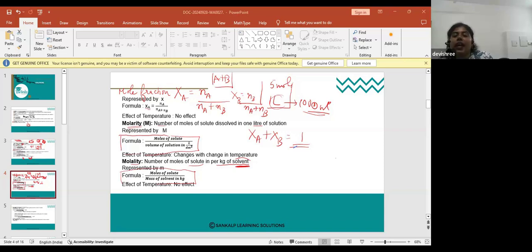You need to note the formula. Then you studied mole fraction, denoted by X. XA is equal to Na divided by Na plus Nb, where N is number of moles. Again, you studied molarity, denoted by capital letter M. Then you have molality, small letter M, so don't confuse the two. Molarity is number of moles of solute divided by volume of solution in liter. Molality is number of moles of solute divided by mass of solvent in kg.